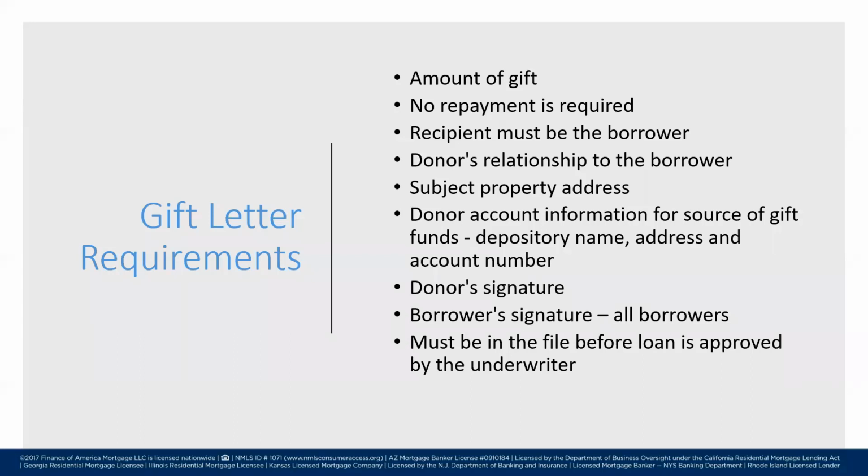It must indicate the recipient must be the borrower, the donor's relationship to the borrower, the subject property address, the donor account information for source of gift funds, and that includes the depository name, address, and account number, the donor's signature, as well as all borrower signatures, and it must be in the file before the loan is approved by the underwriter.